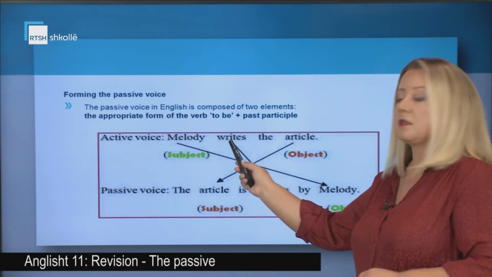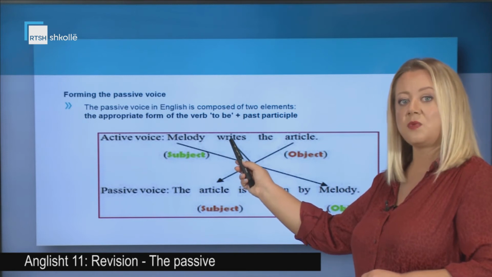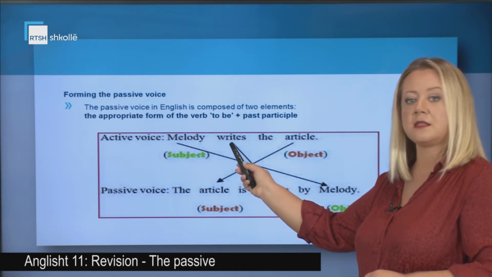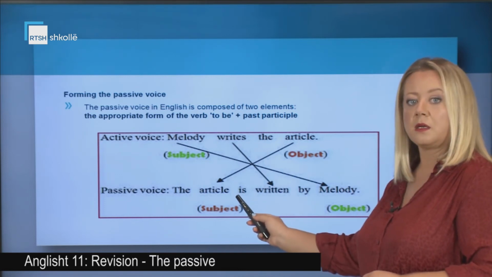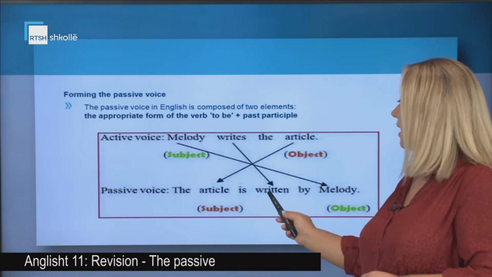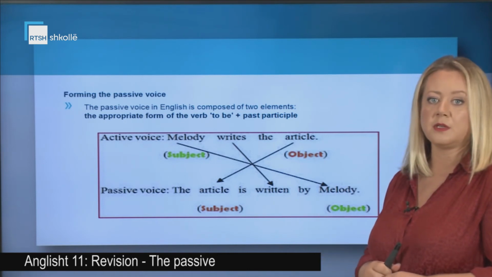Be very careful. The tense does not change. In the tense in which we have conjugated the verb of the sentence in the active form, the verb to be is conjugated in the passive form, and then we add the past participle of the verb of the sentence.